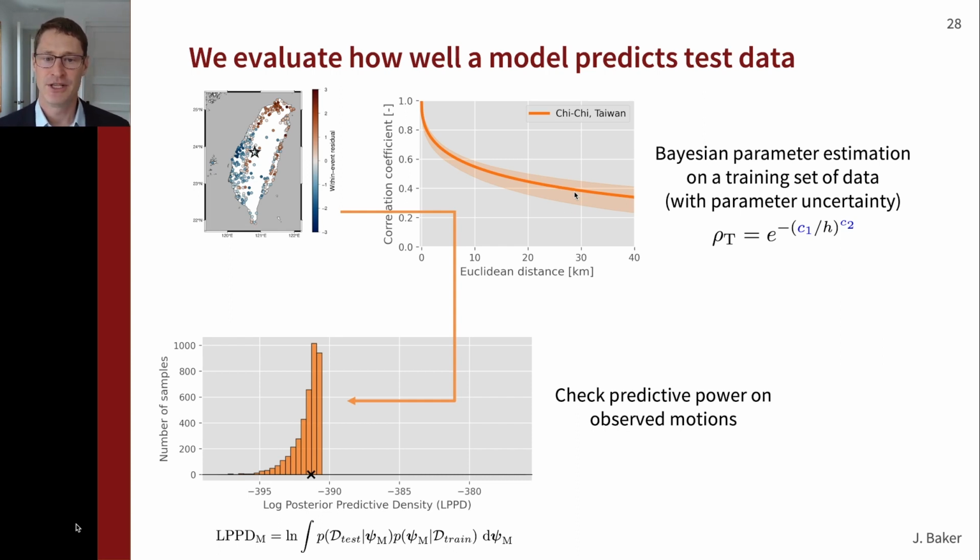For each of those coefficients, we can hold out a subset of this data and check the predictive power on those observed ground motions with that particular set of coefficients. That's going to be indicated by this log posterior predictive density, defined here, discussed in more detail in the paper that I cite here. I'll point you to some more information about that later in the talk. But the point is, for each one of those coefficient estimates, we can go back and check how well that correlation model fit the data.